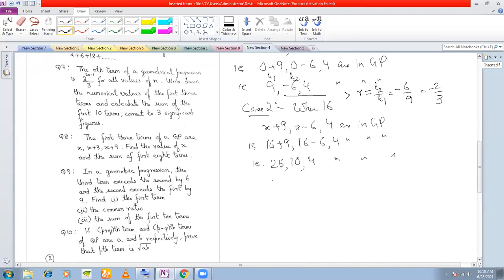What about here? If these are the terms of the GP, what is the common ratio? Ten by 25. Cancel with 2, cancel with 5, 2 by 5. So in the first case, the common ratio is minus 2/3. Second case, the common ratio is 2/5. And that was the question.